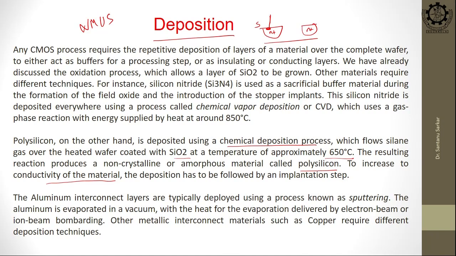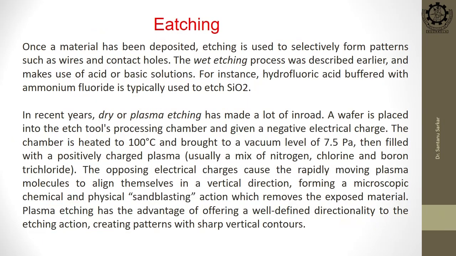To increase the conductivity of the material, the deposition has to be followed by an implantation step. Okay. So, although we call it metal oxide semiconductor, this gate is an amorphous structure, and this is preferred because it is suitable with the SiO2. The binding is better. That is why polysilicon is used, and a little bit of aluminum interconnect is also there. So, these are different techniques for deposition.